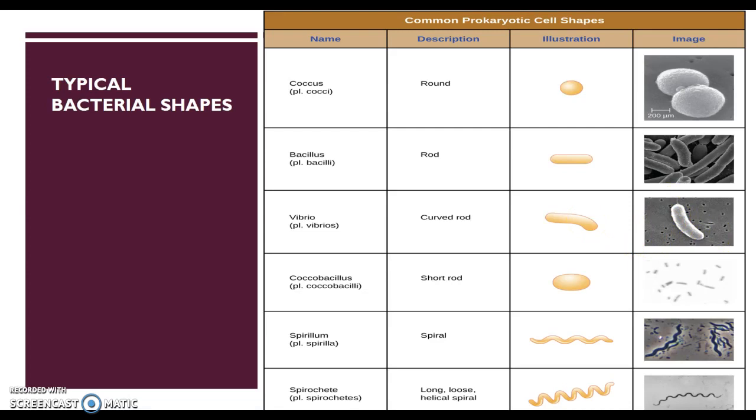Coccobacillus is sort of a cross between the coccus and bacillus. It's a short, fat rod. The spirillum are spiral-shaped bacteria, and they are very rigid. The spiral tends to be somewhat fatter than a similar shape, the spirochete, which is very sort of helical, or spring-like.